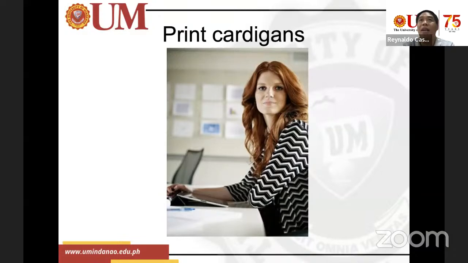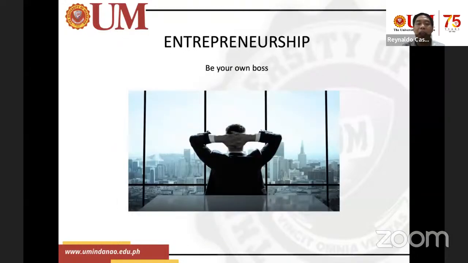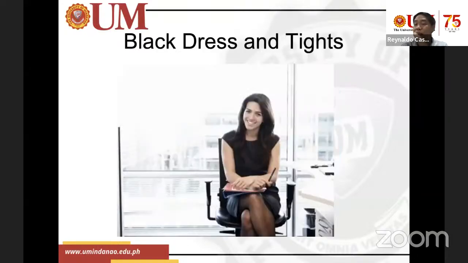So that's what black means. Okay? Aside from authority, respect, you know your craft. That's what black means, all right? So you can wear black. Also black dress and tights, and those are the suggested attire for the ladies, all right?